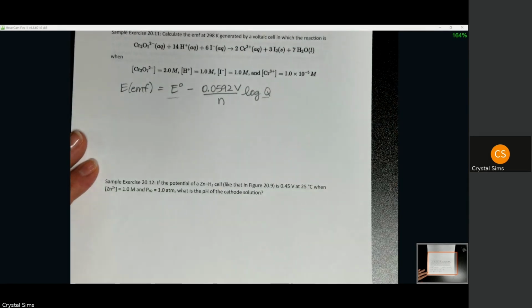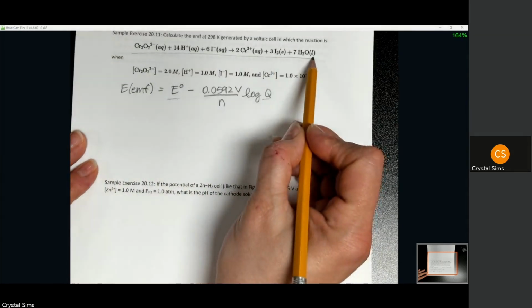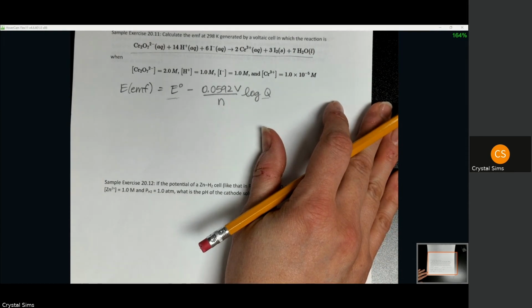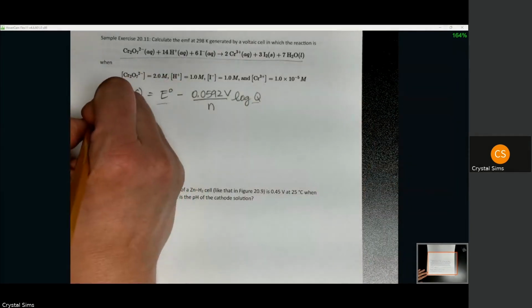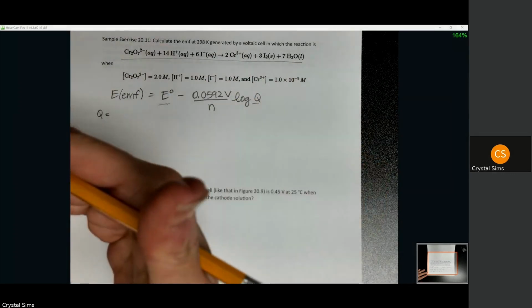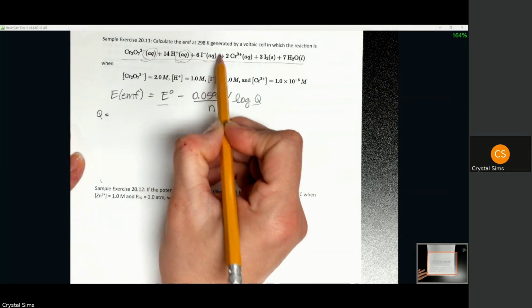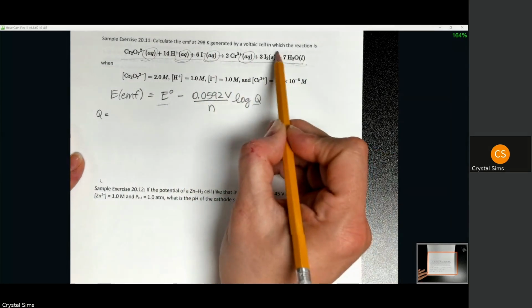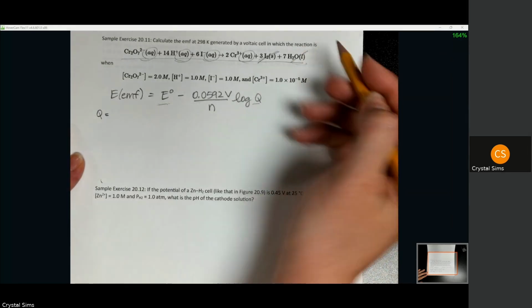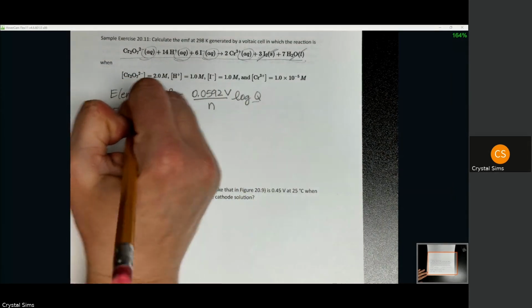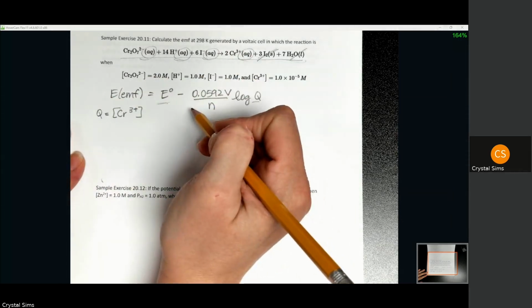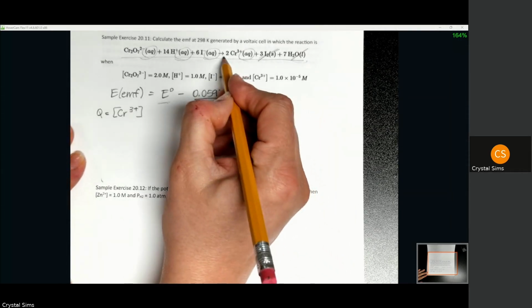When I solve for Q, I'm going to go back to my original equation up here. So Q is equal to the concentration of the products divided by the concentration of the reactants. And we only put in aqueous species in this case. So we won't consider the iodine and we won't consider the water. So our only product will be our chromium ion. And remember, stoichiometry does come into play for this. We raise it to the power of the coefficient. So I'm going to raise that to the power of 2.